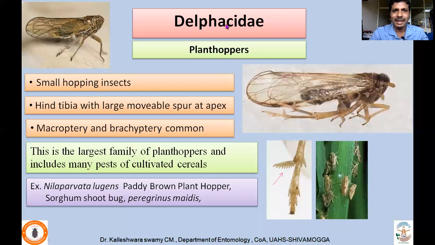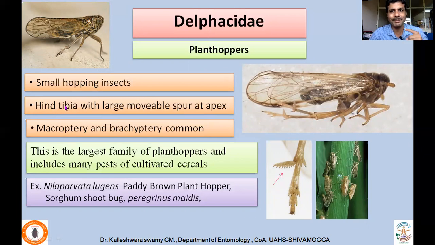Coming to the next family, Delphacidae, they are called plant hoppers. Small hopping insects, they are also small. Some of you beginners may confuse this with leafhoppers, but usually plant hoppers are brown colored, whereas leafhoppers are of varied coloration. So the distinguishing character is the hind tibia with a large movable spur at the apex. Again, I'm talking about the hind tibia.